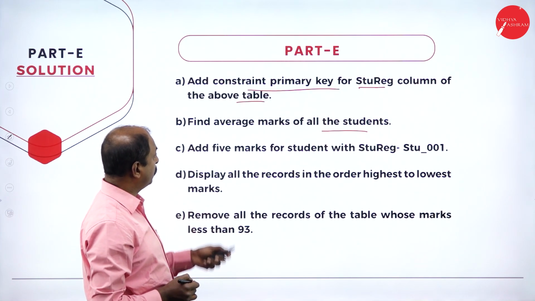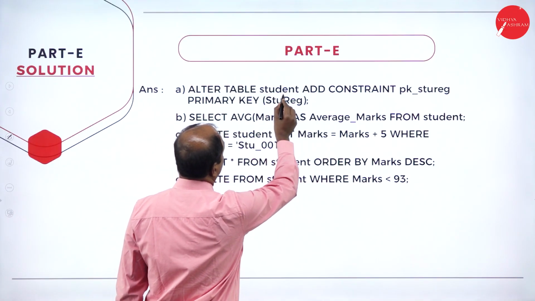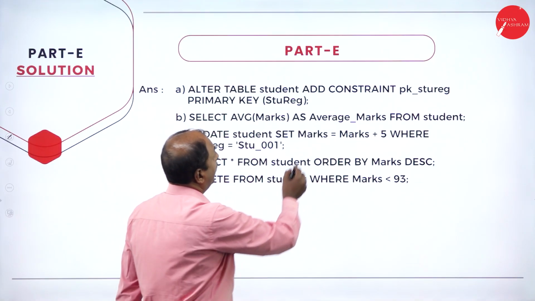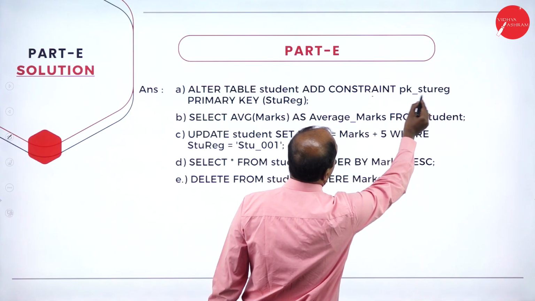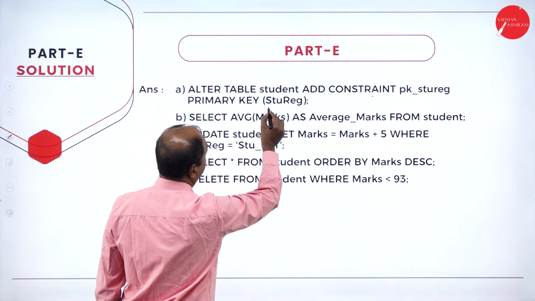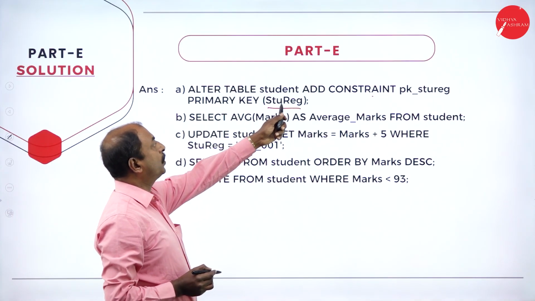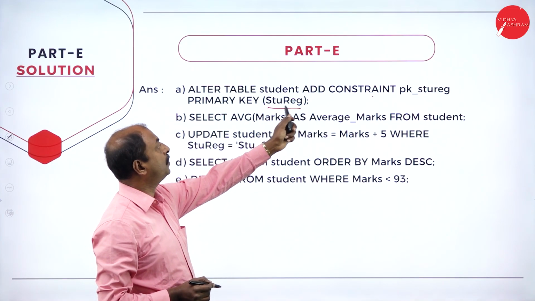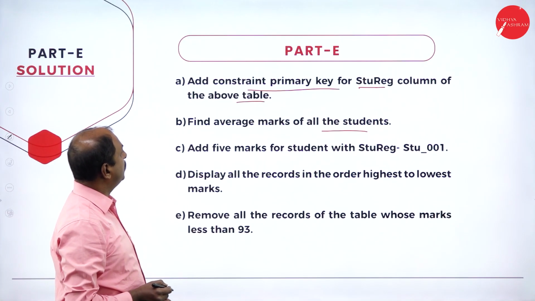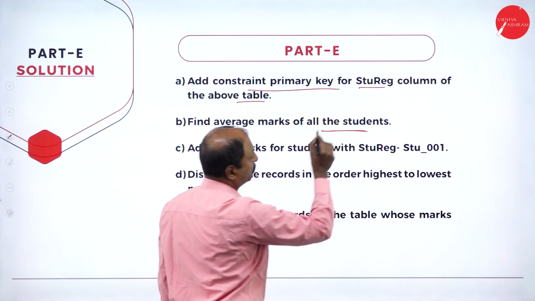What is the solution for this? The query will be: alter table student, where student is the name of the table, add constraint, this is the name of the constraint, and here primary key, bracket STURAG, which means we are going to add a primary key to the attribute STURAG.